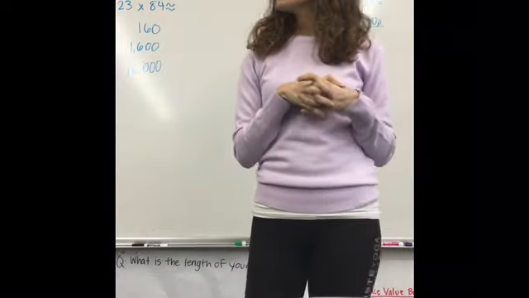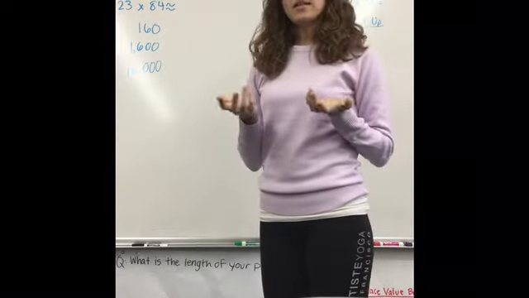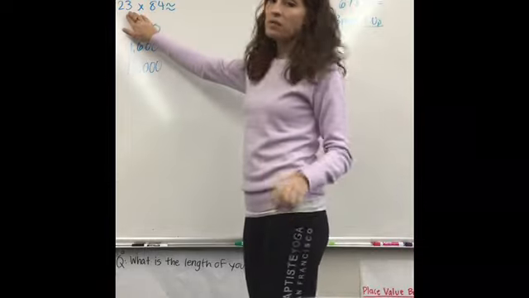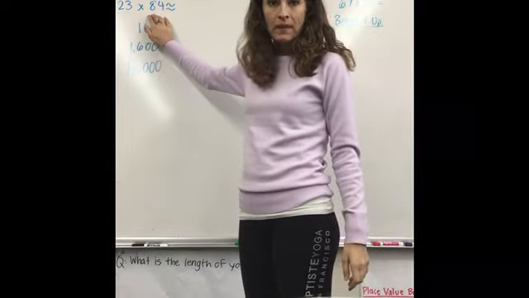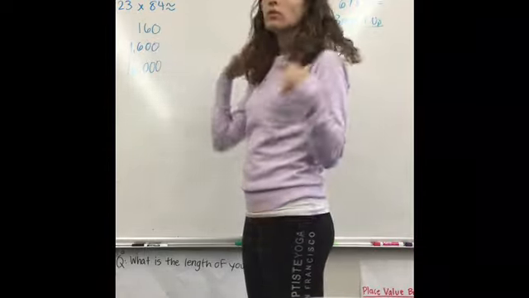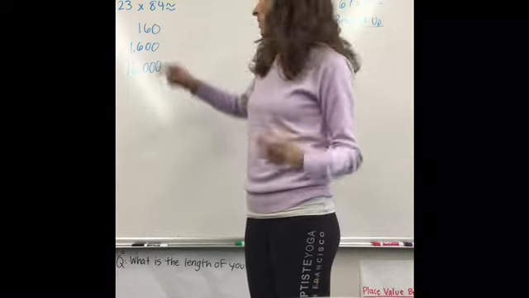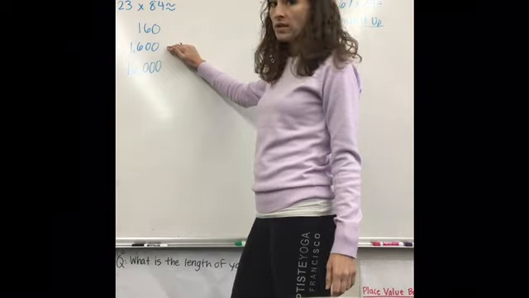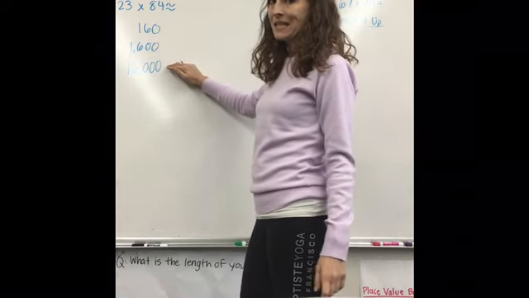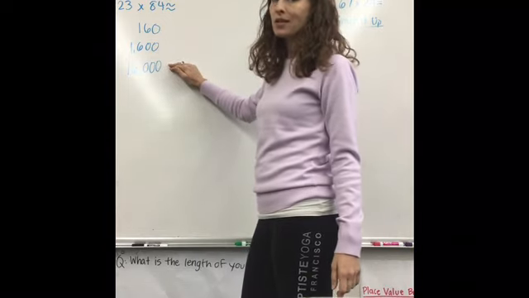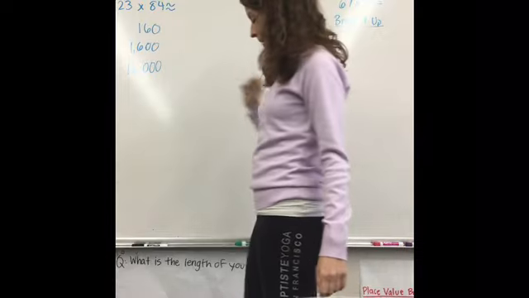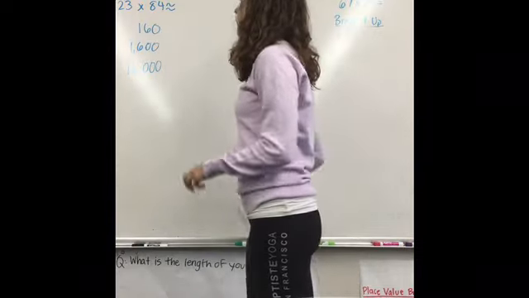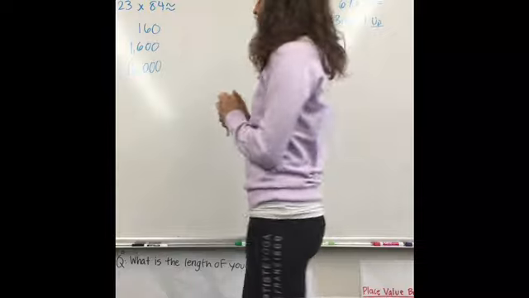We're going to start with this warm-up of finding the closest estimate. 23 times 84. I want you to round one of those numbers and find your closest estimate. 160, 1,600, 16,000. Pause and solve. Okay, I'm going to show you how I did it. Let's see if it's maybe how you did it.